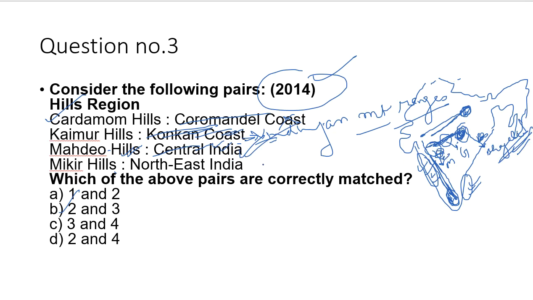The next and last one is the Mikir Hills. The Mikir Hills are in the northeast. This is the Meghalaya Plateau, and the Mikir Hills are an outcrop, like this. They just protrude out of the Meghalaya Plateau. So they are in northeast India. So options 2 and 3 are the correct ones for this question, right?